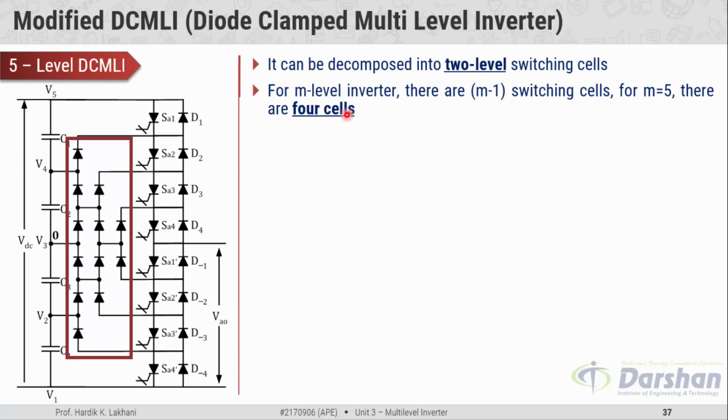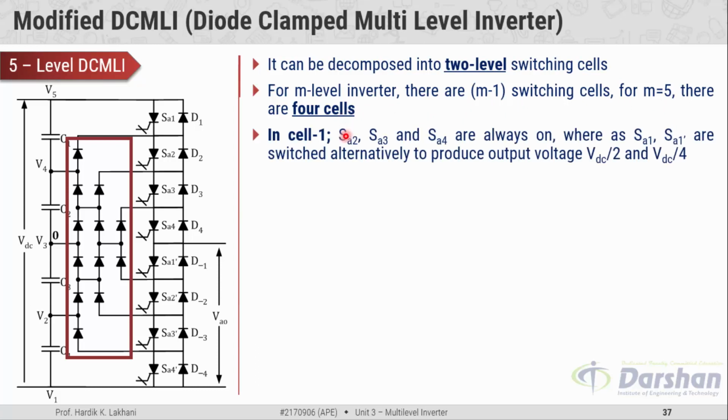Let us understand what these 4 cells are. In cell 1, the SA2, SA3 and SA4 switches are always kept on, whereas SA1 and SA1 dash are switched alternatively to produce the output voltage VDC by 2 and VDC by 4, right? For the two level, this V3 node is made common between input and output.